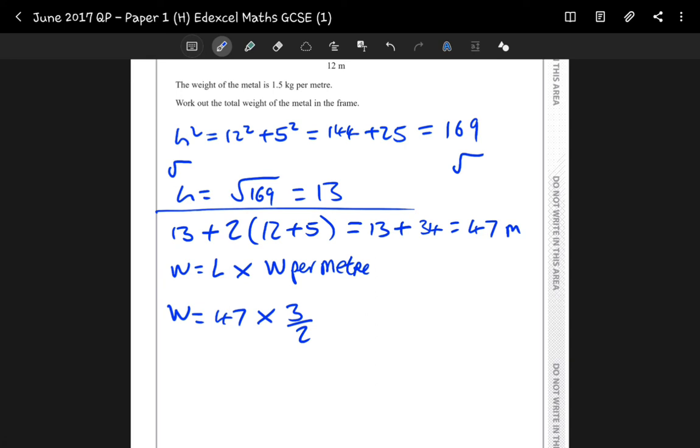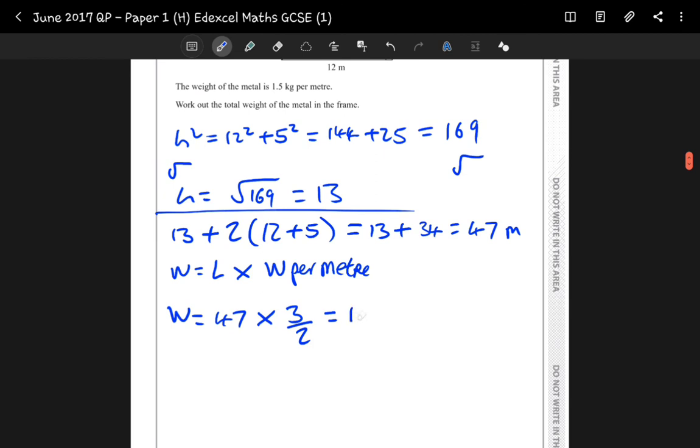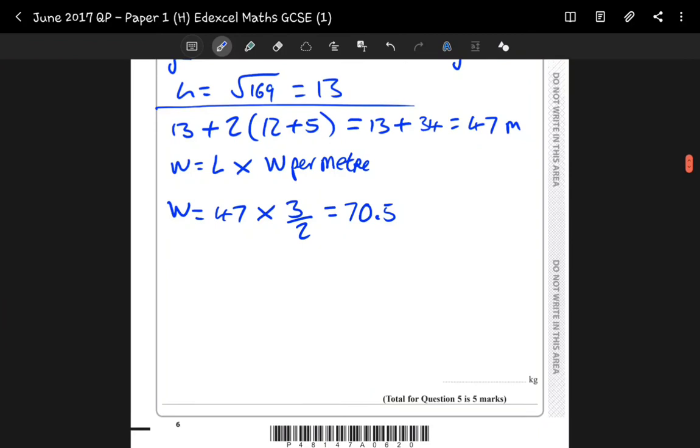47 times 1.5 is 70.5. Now, I don't want to just have done that on a calculator, really. That's a bit embarrassing, so I'm actually going to show you how else you can work that out. I would say divide by the denominator and then times by the numerator. But given that 2 doesn't go exactly into 47, you may find it easier to multiply by the numerator and divide by the denominator. And that's how I'd approach this.